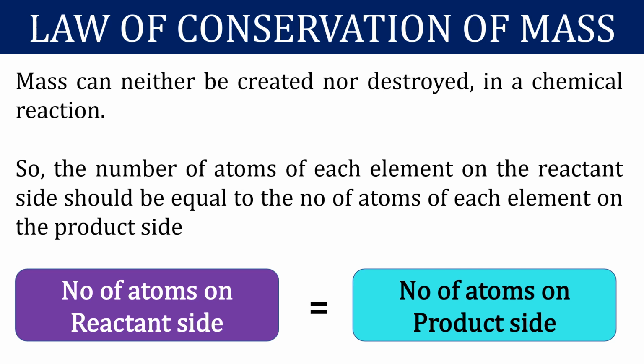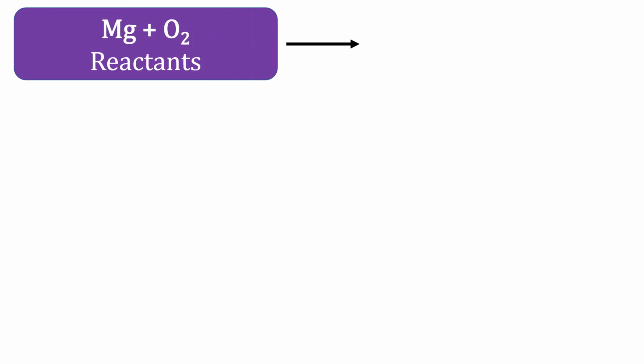Let's recall its definition. Mass can neither be created nor destroyed in a chemical reaction. So the number of atoms of each element on the reactant side should be equal to the number of atoms of each element on the product side. Now let's try to balance the equation on both reactant and product sides.